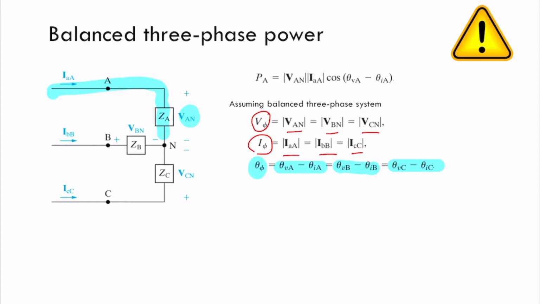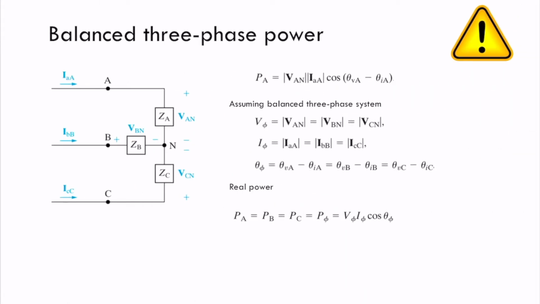Given these definitions, we can say the power in one phase will be the voltage in this phase times the current in this phase times the cosine of theta phi. And of course, this is the same for each of these phases, since we are assuming balanced systems. So we are expecting that power in A, power in B, and power in C are the same.